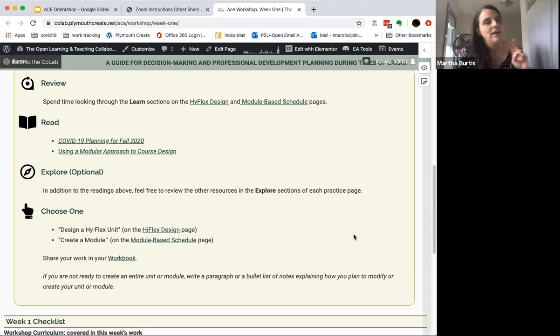And so we've asked you to choose one, either design a high flex unit or create a module. And again, share your work in your workbook. And that's basically what every Tuesday will look like for the next 3 weeks. You'll be engaging with the two course level practices for that particular week's value.